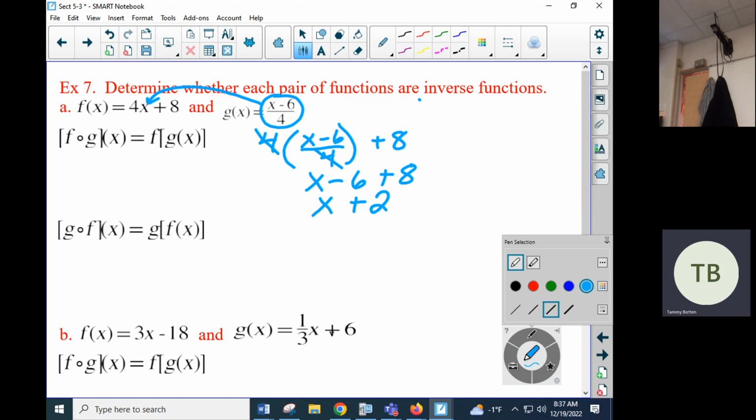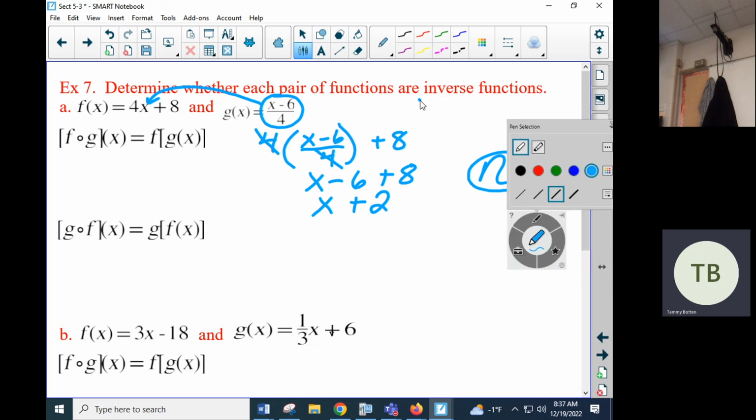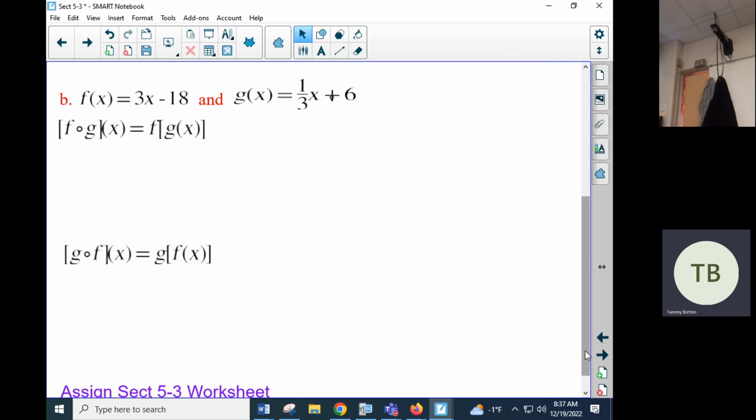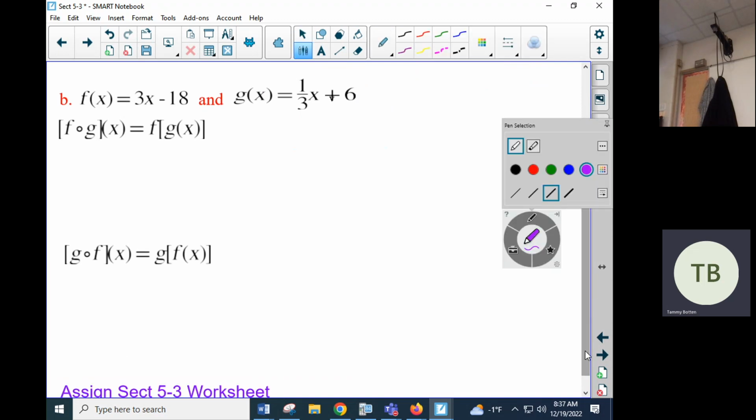If you're sure that you did that work correctly, you could stop there and just say, no, this is not going to be an inverse. If you're not sure and you want to go down and do this one and make sure that that one also is not x, you could do that. But if you're certain you did the work correctly here and this is not x, then you know it's not an inverse.